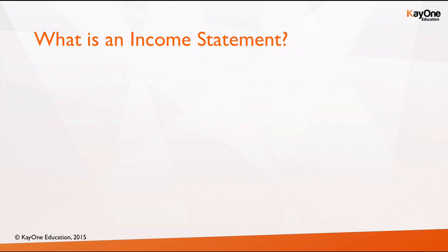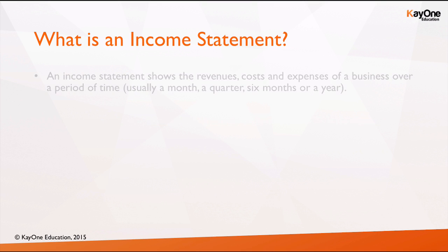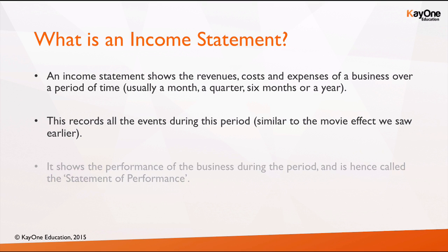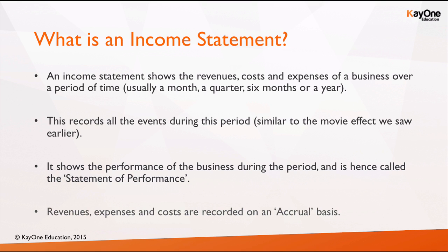Let us move on. What is an income statement? If you recollect the story of the eggs, we drew two tables. One was the balance sheet representative, which had the things of what we own and what we owed. And we also drew another small table which showed the movement between 70 and 79. So an income statement usually shows revenues, costs, and expenses of a business over a period of time. This records all the events during this period, similar to the movie effect that we saw earlier. And it is for this reason it is called statement of performance.